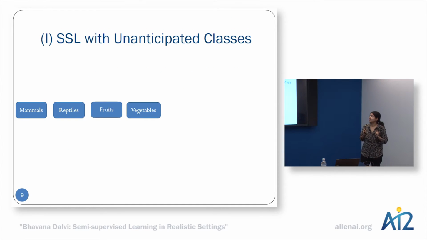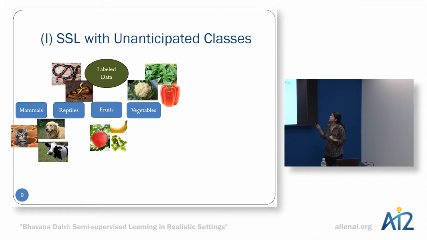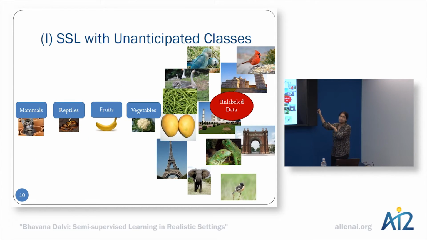So the first setting is my favorite one. It's called SSL with unanticipated classes. So say your system knows about these four categories: mammals, reptiles, fruits and vegetables, and you have been given some labeled data for each of these categories. Okay, a small number of seed examples. Now we go to a large amount of unlabeled data.